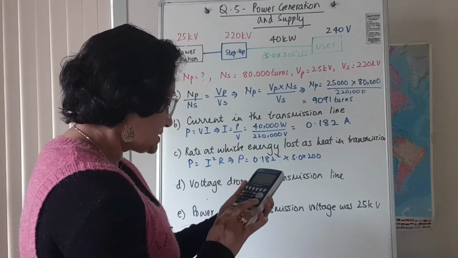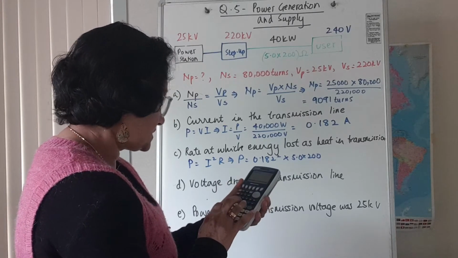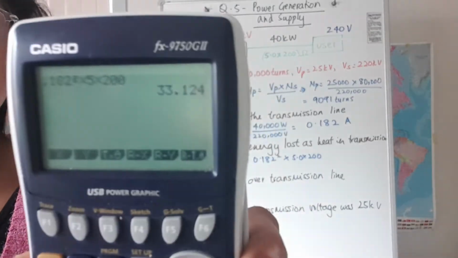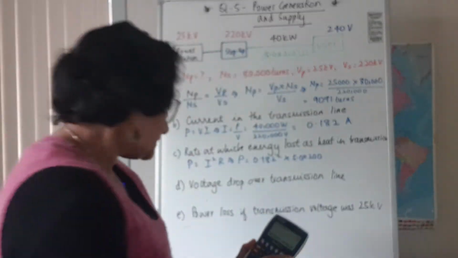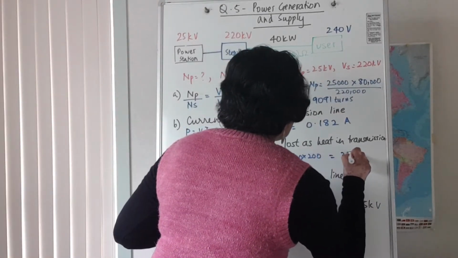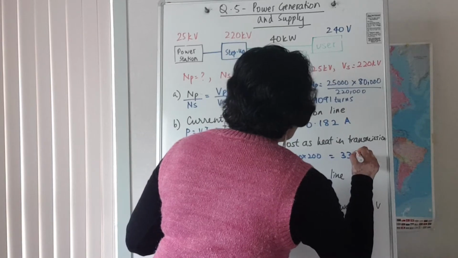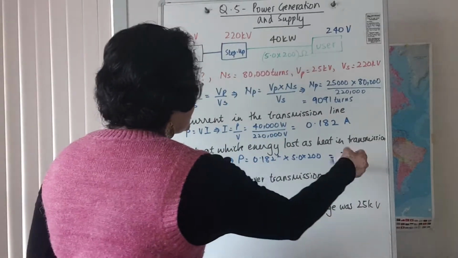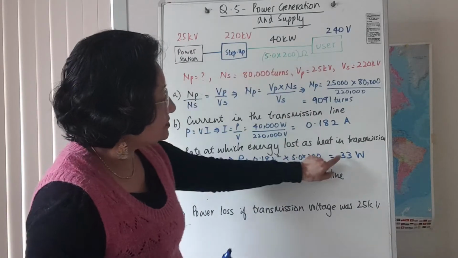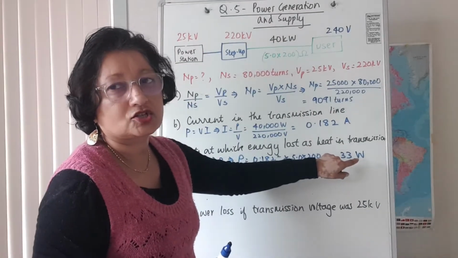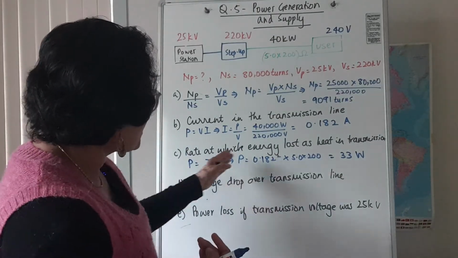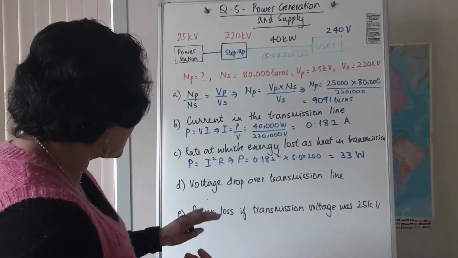So it's 0.182 squared times 5 times 200, and I get 33.124. So about 33 watts. So your answer is 33 joules per second or 33 watts. So that's the power loss. So from 40,000 watts, you lose about that much energy during transmission. That's the energy lost in the form of heat.